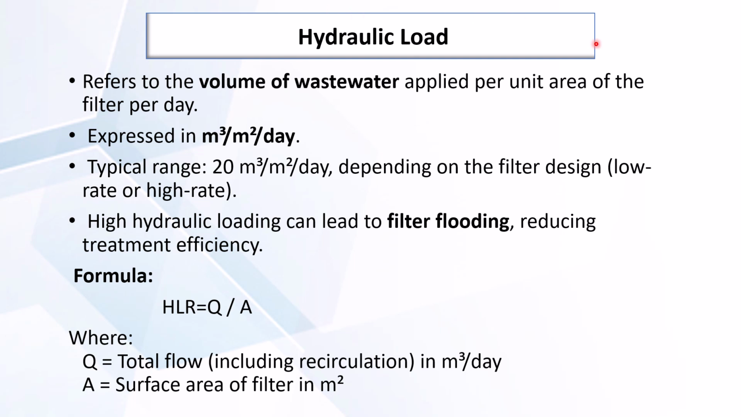Now comes the factors affecting it. The first is the hydraulic load. It refers to the volume of wastewater applied per unit area of the filter per day. It is expressed in meter cube per meter square per day. Its typical range is 20 meter cube per meter square per day depending on the filter design. High hydraulic loading leads to the filter flooding that reduces the treatment efficiency, and its formula is Q by A, where Q is the total flow in meter cube per day and A is the surface area in meter square.